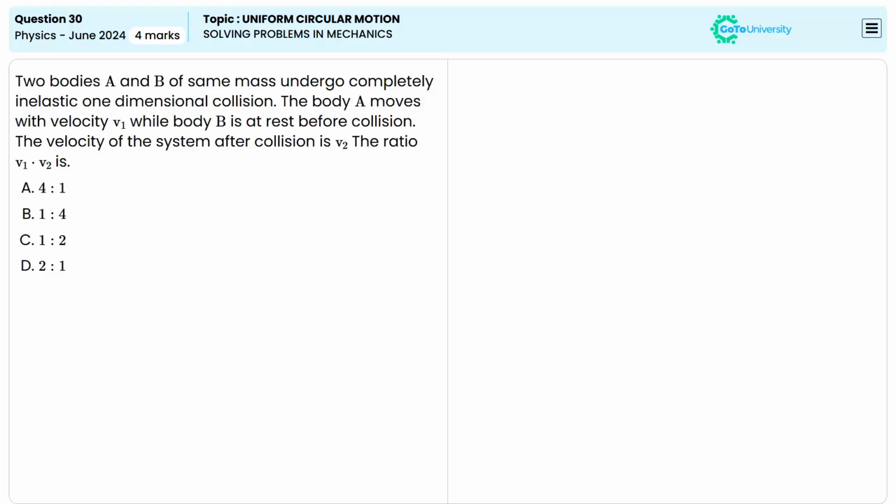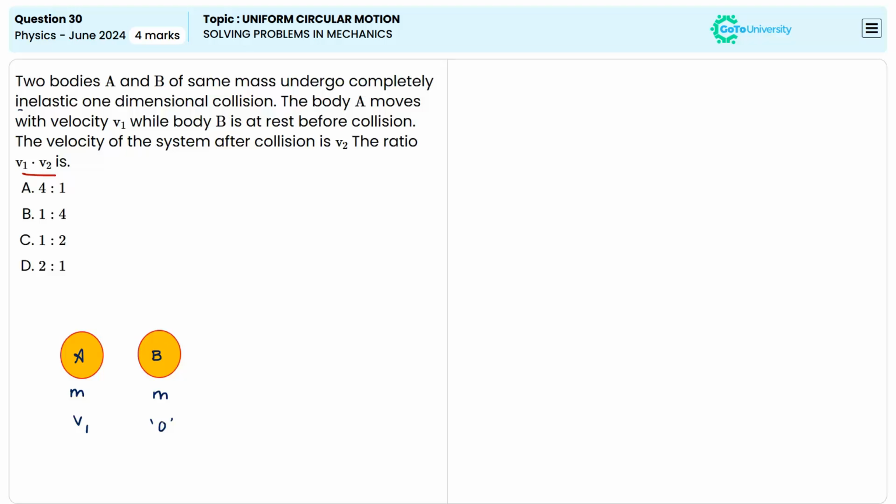What is the value of the ratio v1 to v2? It's given in the question. There are two bodies A and B which have the same mass, so here we can take the mass as m. The body A moves with a velocity of v1, whereas the body B is at rest before the collision.